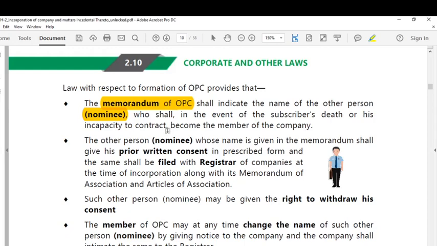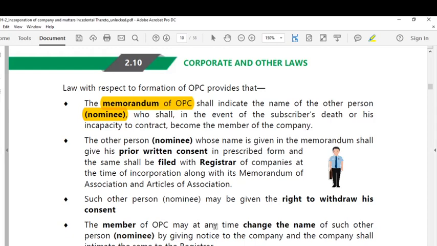Why provide the name of a nominee only in the case of a one person company? In the event of the death of the subscriber or incapacity to contract, in all such cases, the nominee will become the member of the company automatically. You know that in a private company, there will be two or more members, and in a public company, there will be seven or more members.